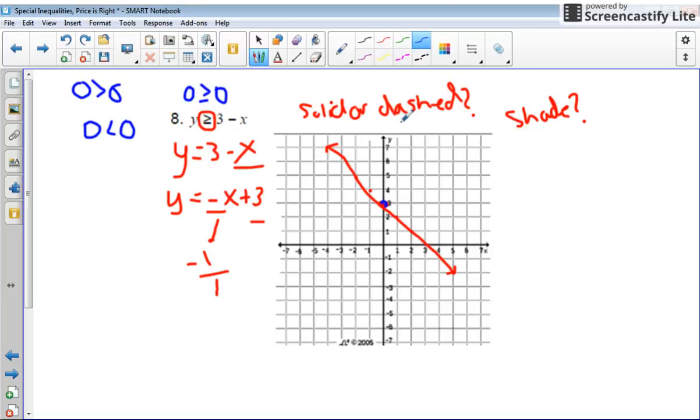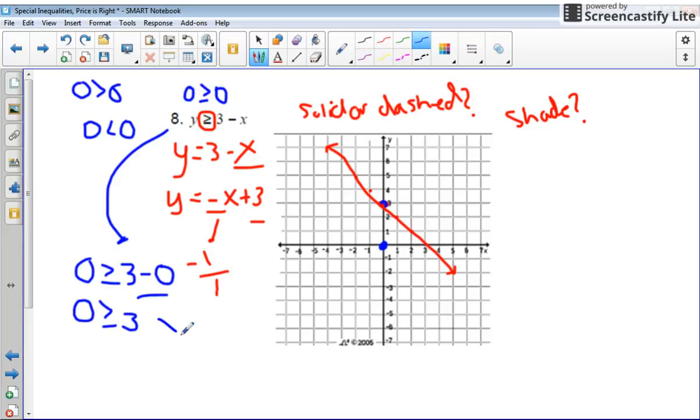Our favorite point that's not on the line usually is the origin, (0, 0), just because it's easy. Let me show you just how easy it is. If I plug in 0 for y, I get 0 is greater than 3 minus, and then I plug in 0 for x as well, because the origin is (0, 0). And I end up with this statement: 0 is greater than 3 minus 0, which is just 3. 0 is greater than or equal to 3.